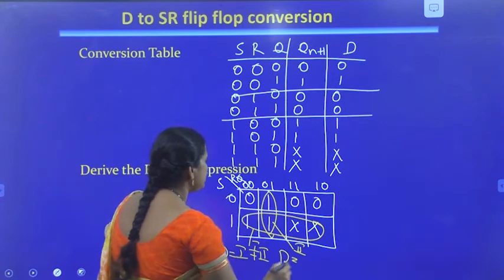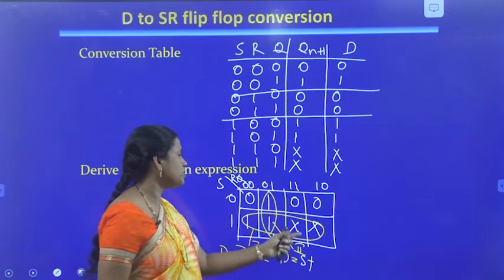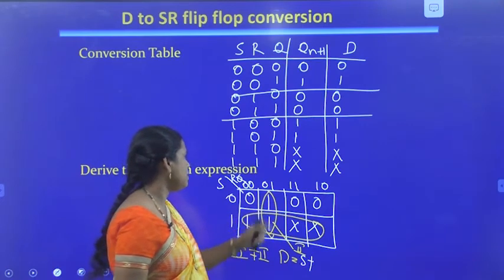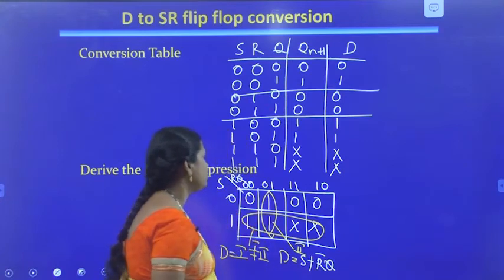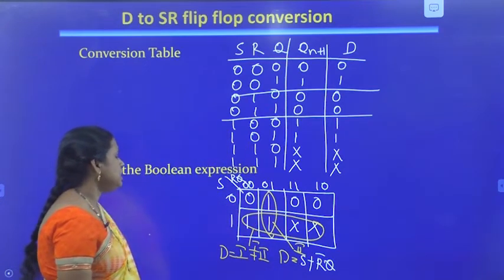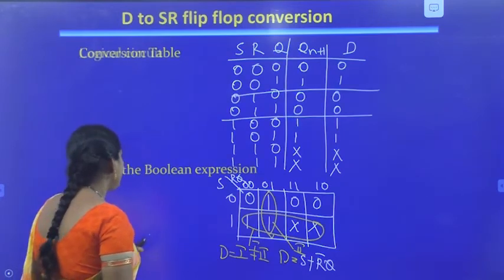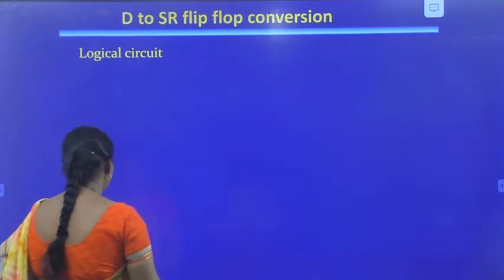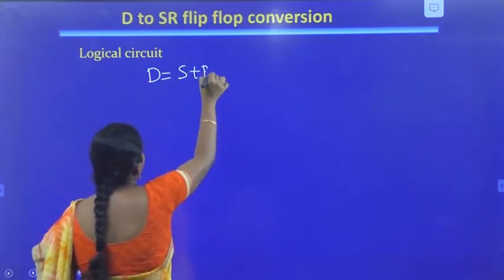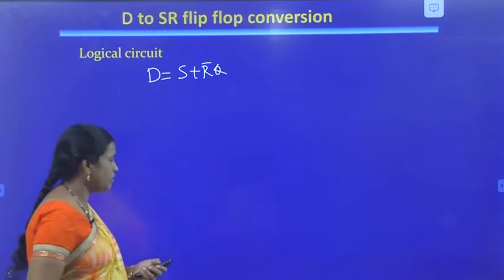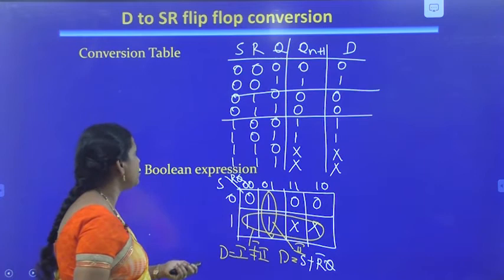So let us write D is equal to, the first mapping expression is nothing but S, and the second one is R bar into Q. Okay, you will write it as R bar into Q. And now with this expression we will write the logical circuit. So let us write the logical circuit. Here I am writing the expression, that is S plus R bar into Q. So this is the expression that we got from this K map. So D is equal to S plus R bar into Q.